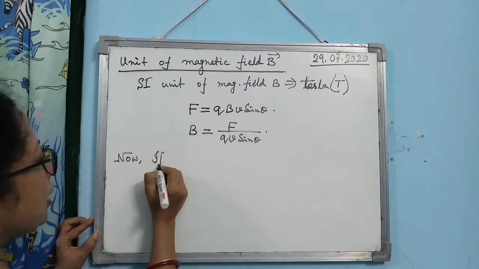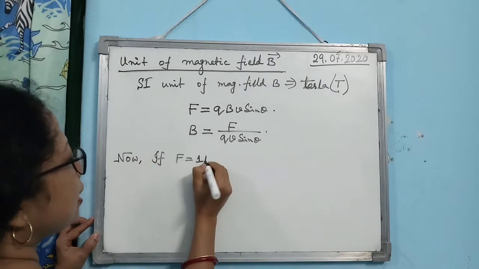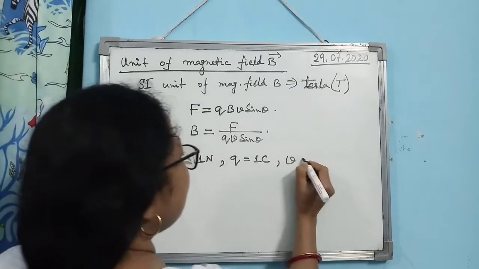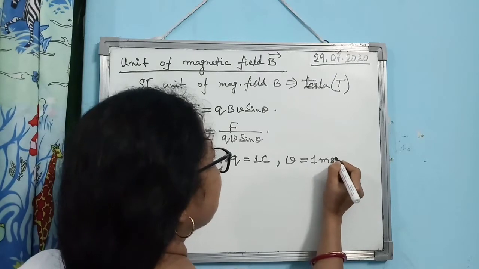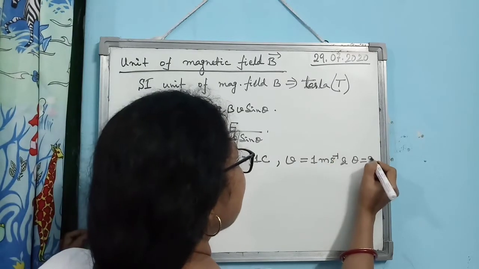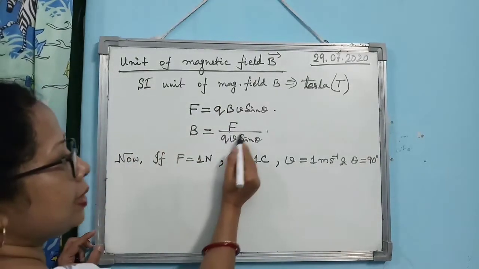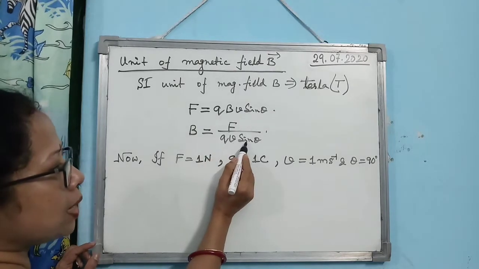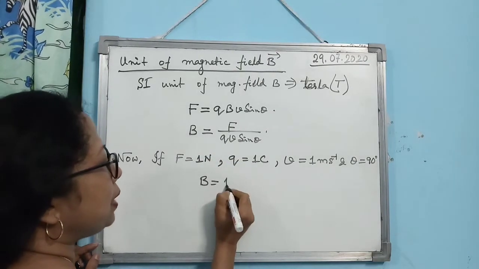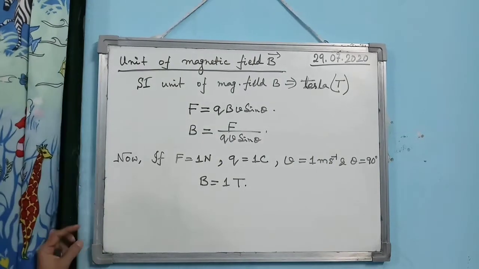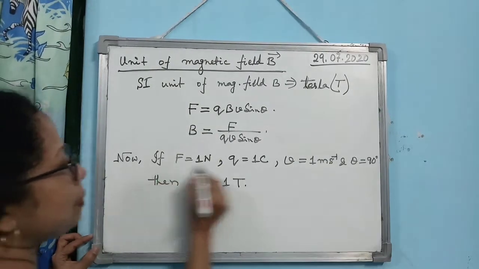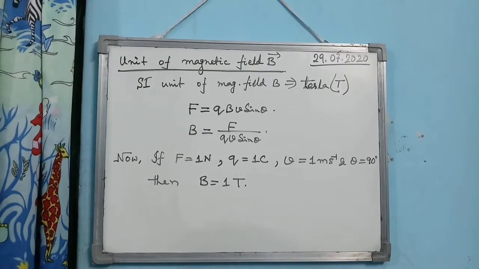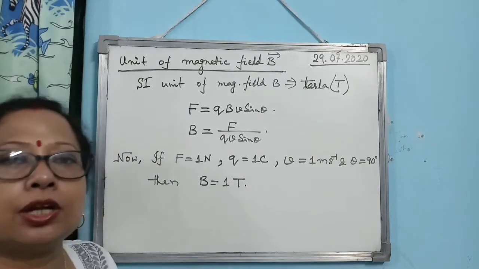Now if F is equal to 1 Newton, Q is equal to 1 Coulomb, V is equal to 1 meter per second and theta is 90 degrees, because if theta is 90 degrees, sin 90 will be 1. Then you see F is 1, Q is 1, V is 1, sin theta is 1. So what will be B? B is 1 Tesla. Alright. This mathematical relation, if you write it in a sentence, will give you the definition of 1 Tesla.